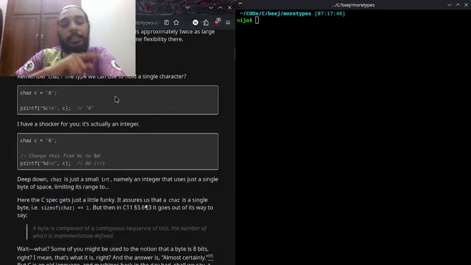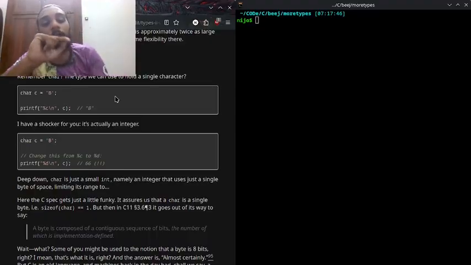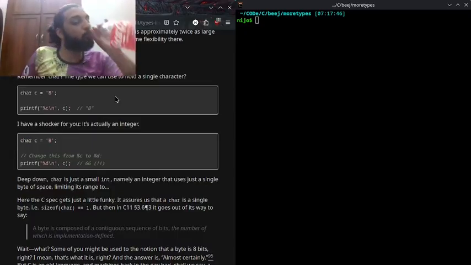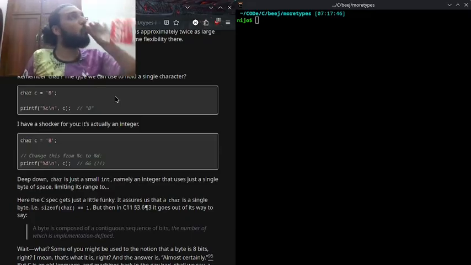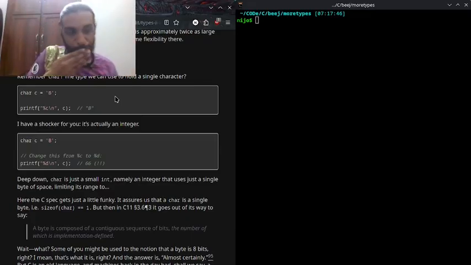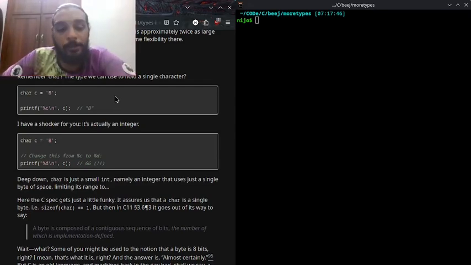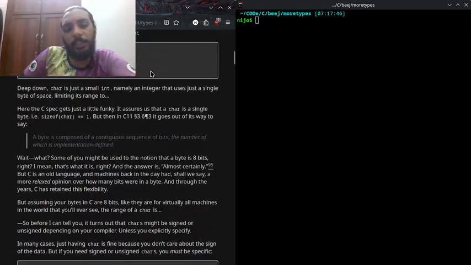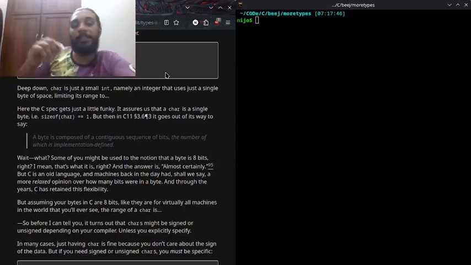Character types. Remember, char, the type you can use to hold a single character. I have a shocker for you, it's actually an integer. Deep down, char is just a small integer, namely an integer that uses just a single byte of space, limiting its range. Here the C spec gets just a little funky. It assures us that a char is a single byte, that is sizeof char is 1, but then in C11 3.6 it goes out of its way to say a byte is composed of a contiguous sequence of bits, the number of which is implementation defined.